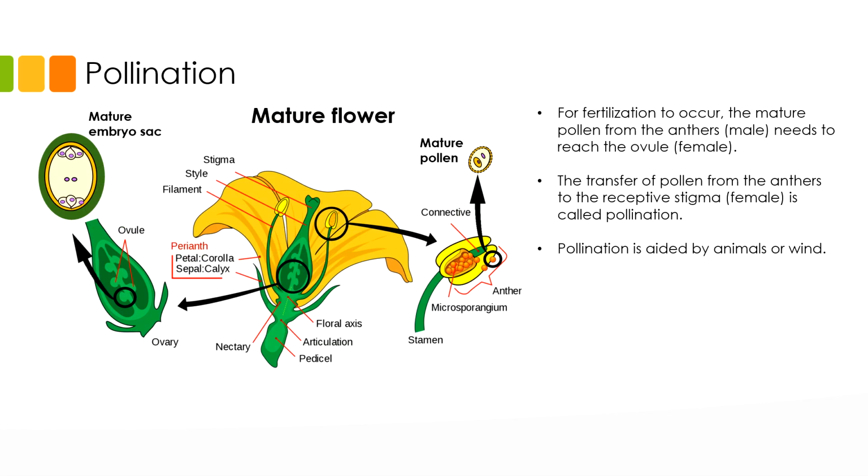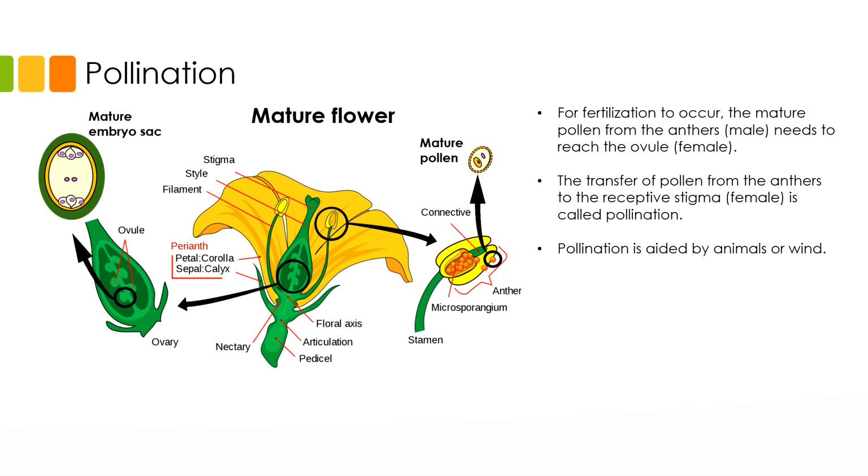For fertilization to occur, the mature pollen from the anther, which is the male reproductive part of the flower, needs to reach the ovule in the carpel or the female reproductive part of the flower. The physical transfer of pollens that are released from the anther to the stigma of a carpel is called pollination.